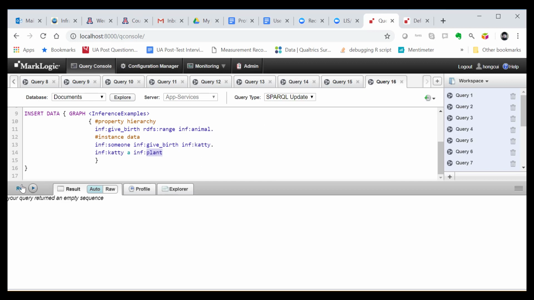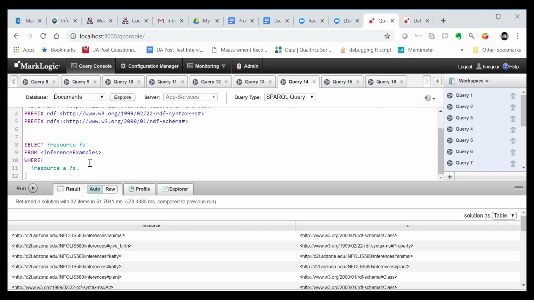So we can run this. Let's first run this to create the new dataset, inference examples. And then we can run this query, asking the system, using the rule set RDFS, to reason over this graph, inference examples. And we want the system to tell us any resources that have a type that the system can figure out. So we want to have the resources and their types output. So we can run this, and it gave us some results.